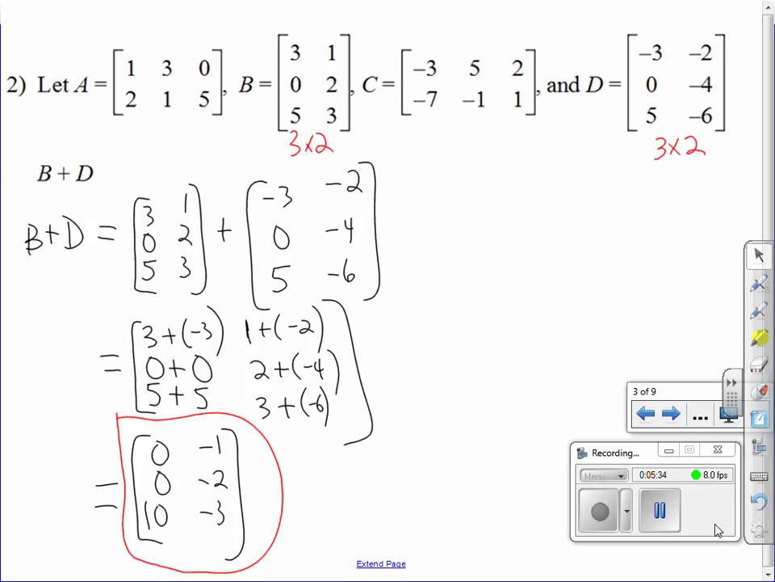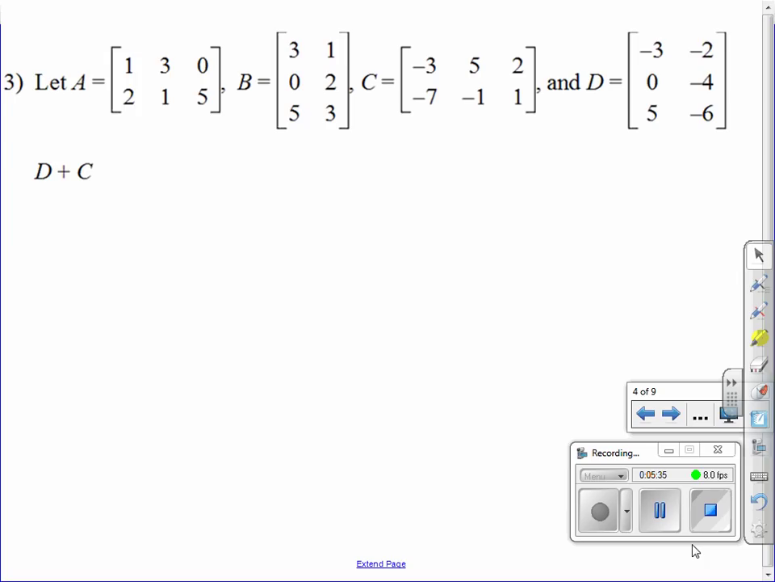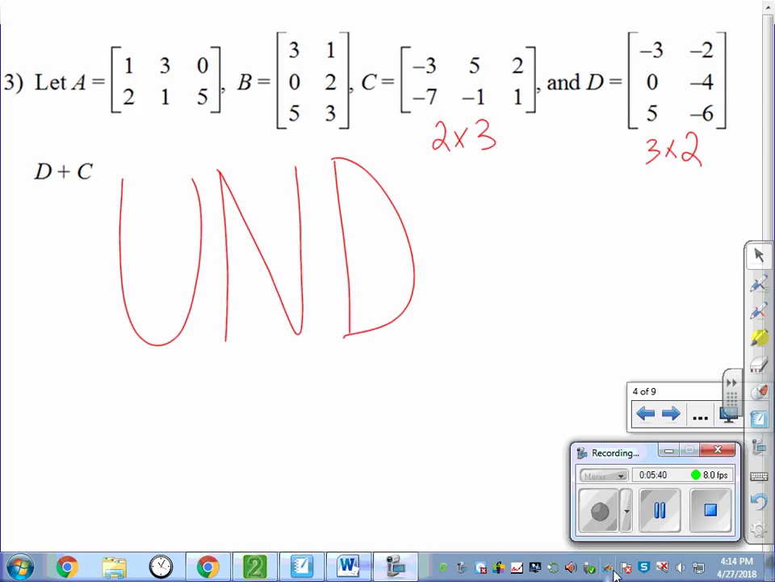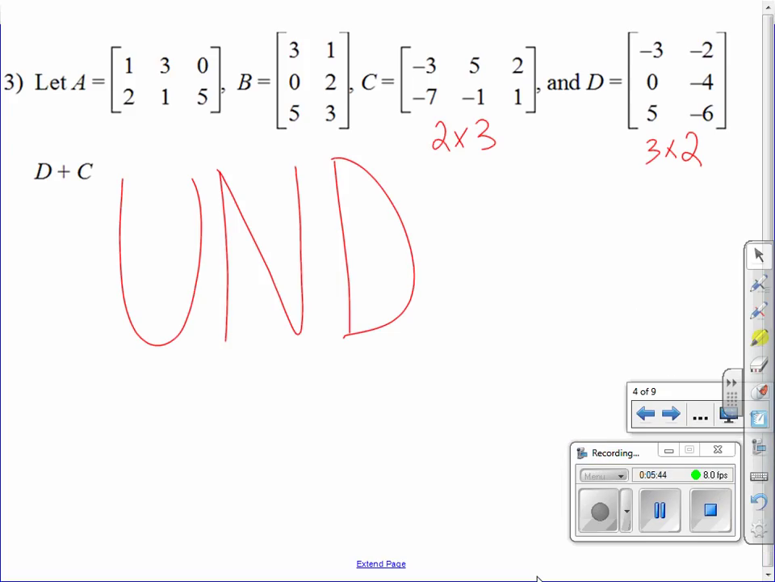All right, next example. D plus C. Pause the video. Try it out. Let's do this. Holy smokes, check this out. The answer to D plus C is undefined. Why? Why is it undefined? The reason is C and D do not have the same size matrix. They're different size matrices, therefore you can't add them.